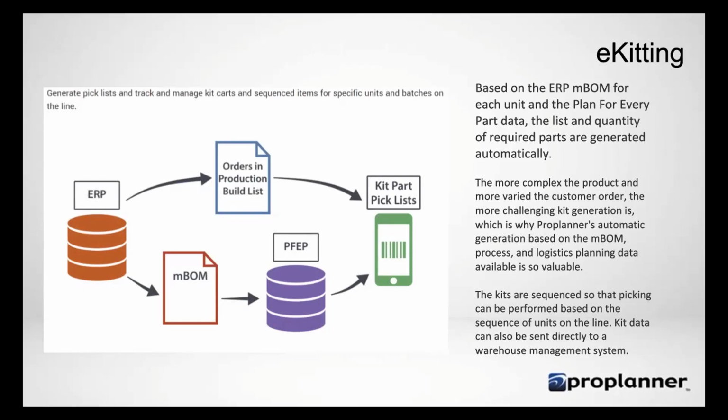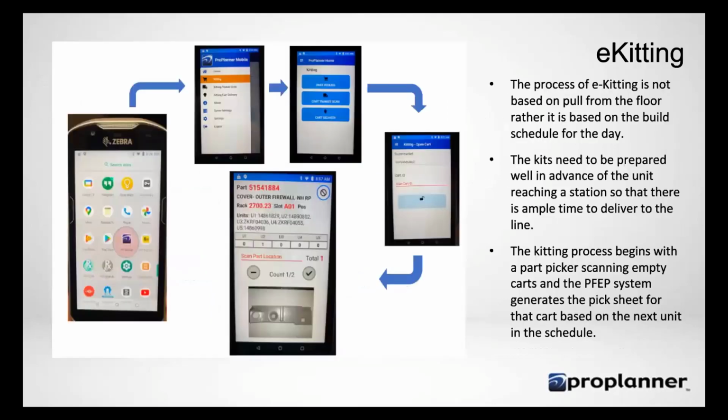But since we have the schedule, we have sequence planner, which is huge here because that tells us when the unit will be delivered to the line, or when the unit is expected to the line. We can use that calculation to alert everyone when you need to start picking, when you need to move it to the line, and when it has to be delivered to the station. All of that information is available through the Proplanner scheduling and sequence planner.